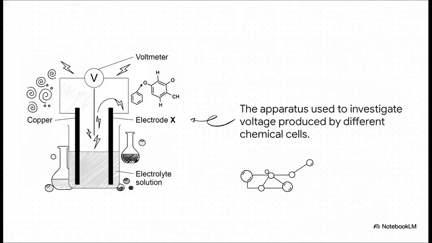Okay, so here's the setup they used. It's a pretty standard chemical cell. You've got two different metal electrodes sticking into a solution, which is our electrolyte. One electrode is always copper. That's our constant, our reference point. The other one, labeled electrode X, is the one they're going to change. And the whole thing is hooked up to a voltmeter, which, you guessed it, measures the voltage.